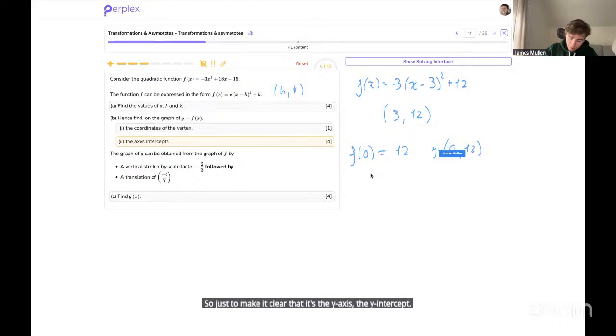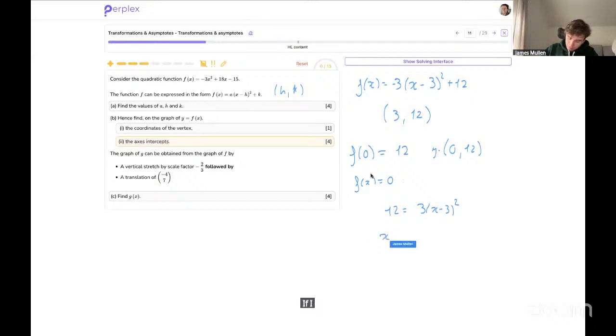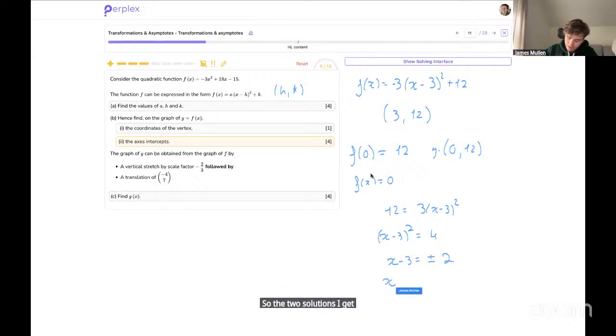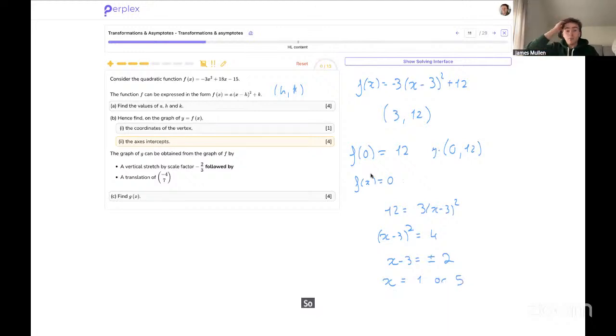Now the x-intercepts are when f of x is equal to 0. Or in other words, 12 is equal to 3(x minus 3) squared, because this is equal to 0 and I move the minus 3 to the right-hand side. If I divide by 3, that means that (x minus 3) squared is equal to 4. Square rooting both sides with a plus or minus, x minus 3 is equal to plus or minus 2. So the two solutions I get from that are x is equal to 3 plus 2 or 3 minus 2. So that's 1 or 5. So those are my axis intercepts. All right.